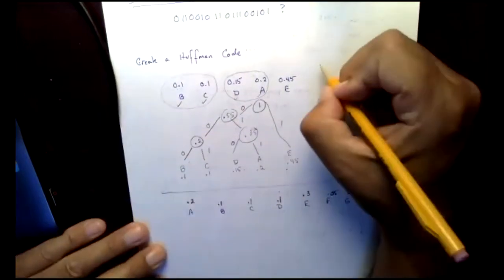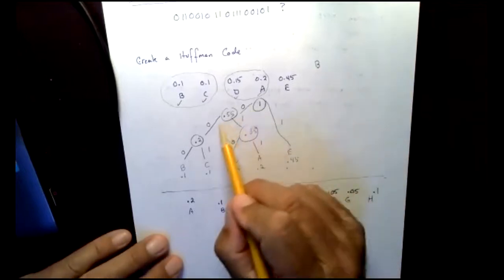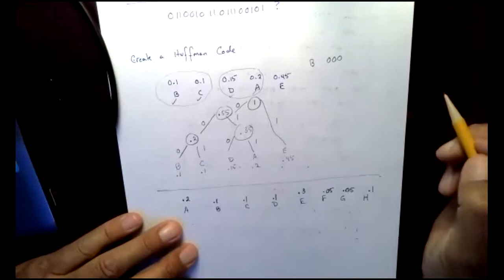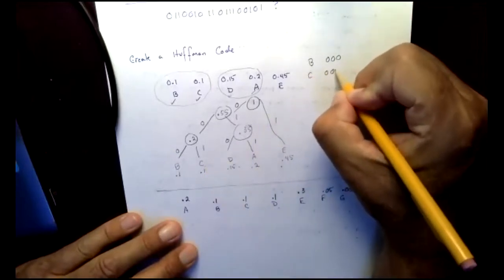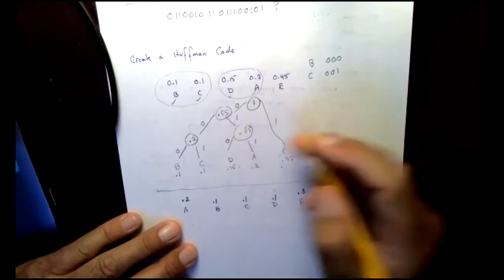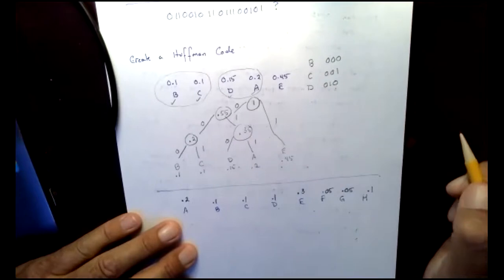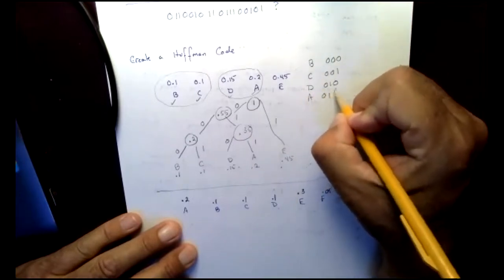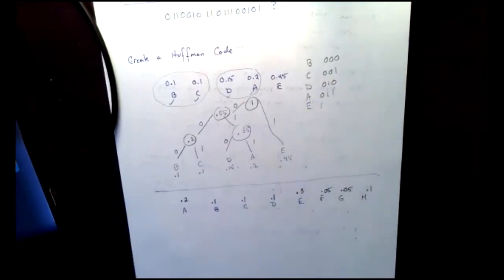So for example, my B is going to be represented by 000. My C is going to be represented by 001. My D is going to be represented by 010. My A is going to be 011. And finally, my E is going to be just 1.